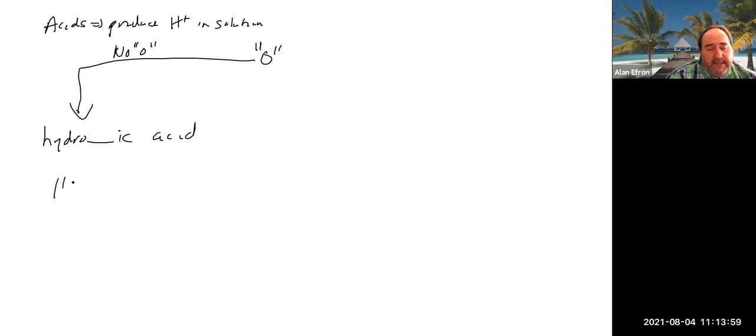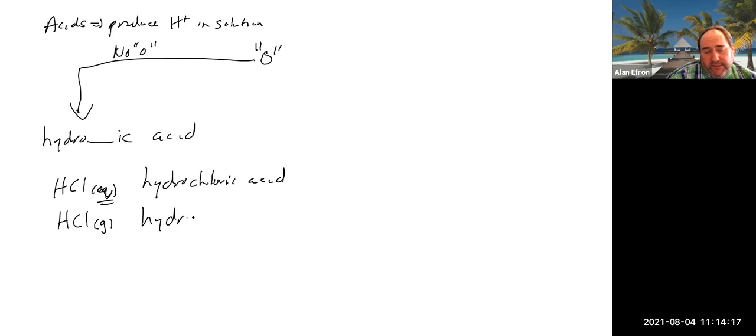So like HCl would be hydrochloric acid. Remember, we do put the aqueous symbol next to it to indicate that it's an acid, and that's the distinction between that and this, which would be hydrogen chloride gas. So the aqueous symbol means it's an acid and it's hydrochloric acid. The gas obviously would mean it's not an acid in that case.